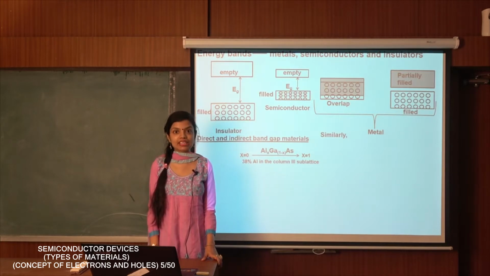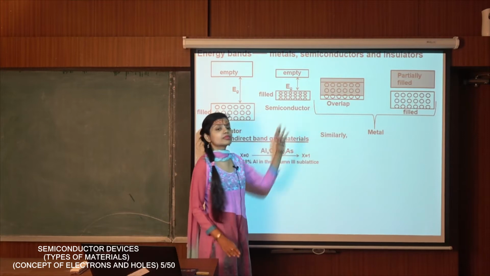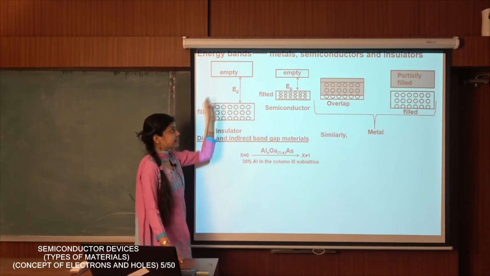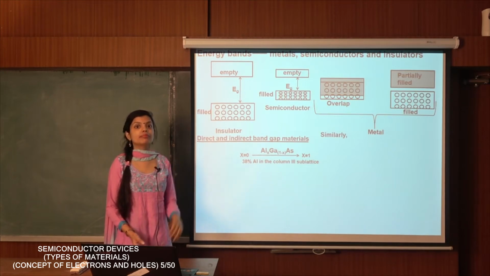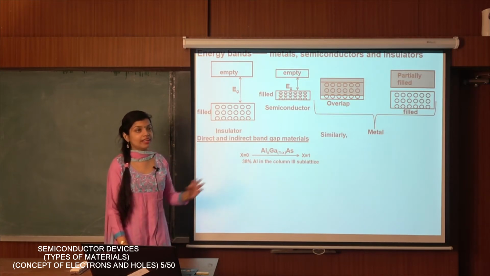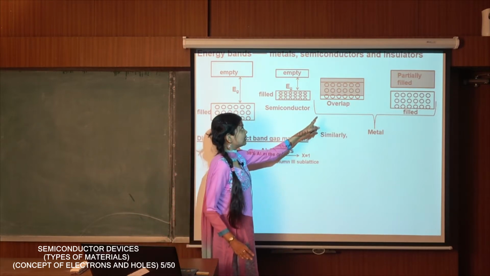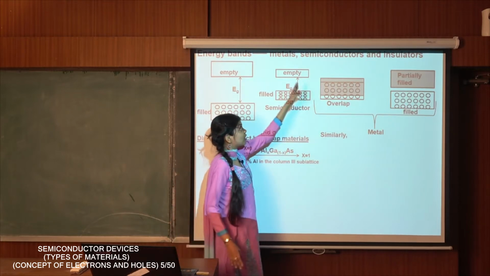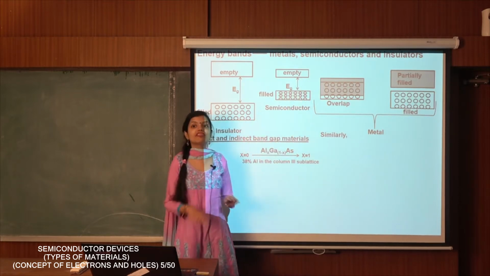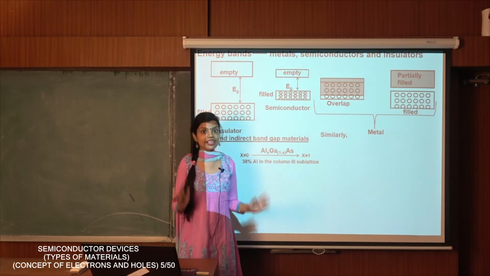We have metals, which are very good conductors. For them, the conduction band and the valence band overlap. We have insulators, which are bad conductors. We have a large forbidden energy gap between the conduction and the valence band of the insulators, and semiconductors lie in between them, where we have a moderate energy gap between the conduction and the valence band. The valence band is completely filled and the conduction band is completely empty to start with.